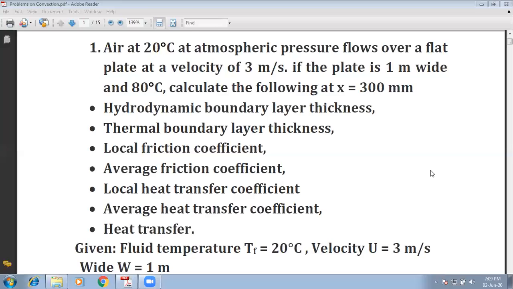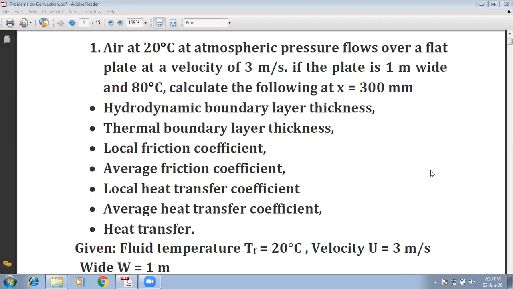First one is hydrodynamic boundary layer thickness, followed by thermal boundary layer thickness. Next, local friction coefficient, then average friction coefficient, local heat transfer coefficient, average heat transfer coefficient, and the last one is heat transfer. Now, such problems generally will be asked in your examination, wherein you need to write down the formula related to each parameter and you need to calculate for a given case.